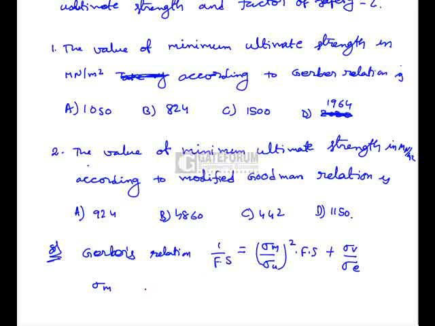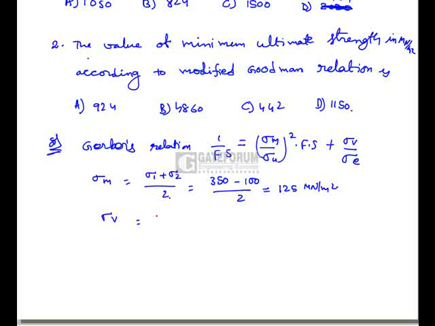Mean stress is nothing but (sigma 1 plus sigma 2) by 2, where sigma 1 and sigma 2 are the fluctuating stress limits. So here the stress fluctuates between 350 and minus 100, that is (350 minus 100) by 2, which is equal to 125 meganewton per meter square. And the variable stress is nothing but half of the difference between the two limits, which is equal to (350 minus of minus 100) by 2, that is 225 meganewton per meter square. So these are the two values of sigma m and sigma v.